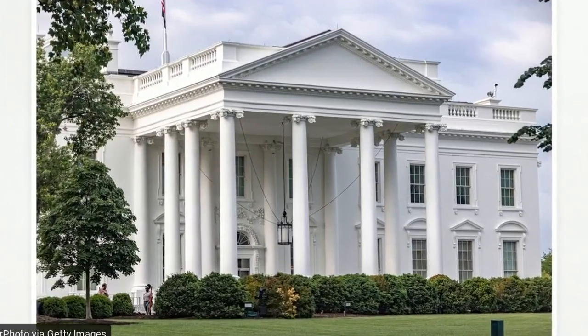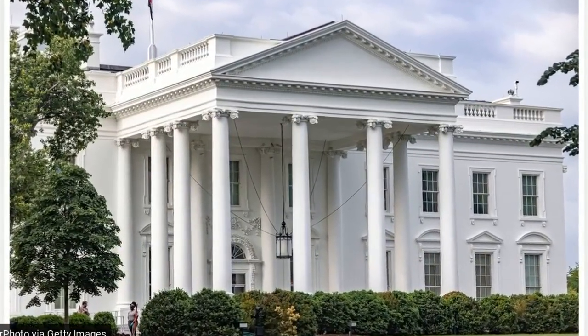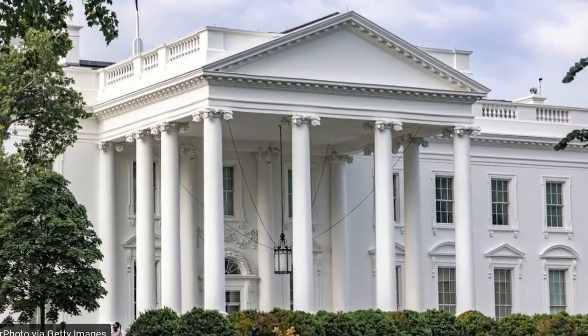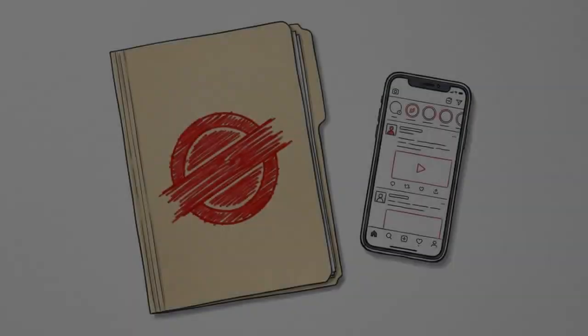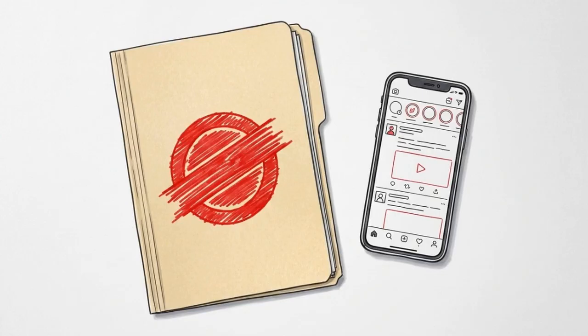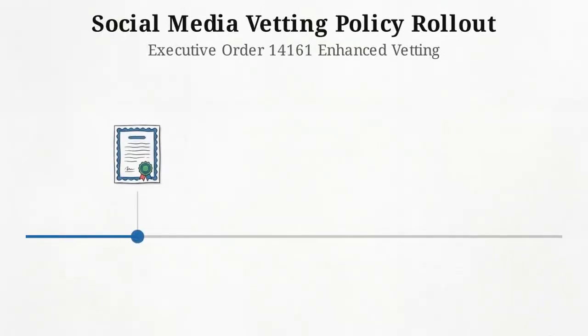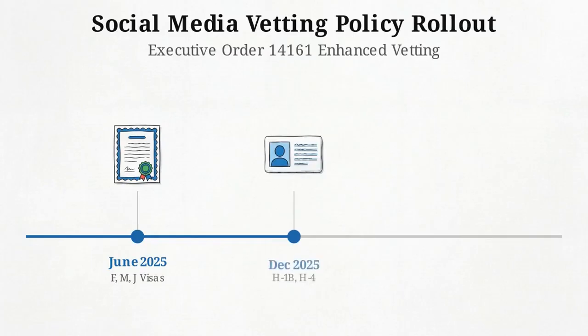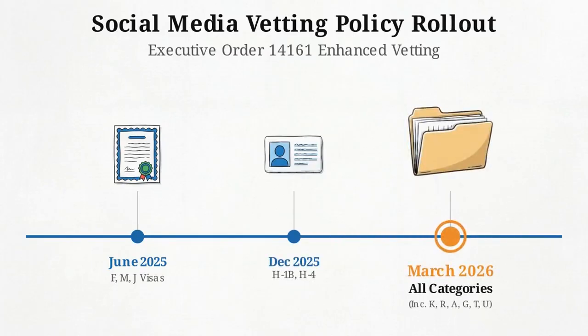This shift in policy is driven by Executive Order 14161, signed in early 2025. It established online presence reviews as a mandatory component of national security vetting for all visa applicants. The rollout began with student and exchange visitors in June 2025, expanded to specialty workers in December, and reached its current scope in March 2026, covering nearly all non-immigrant categories.